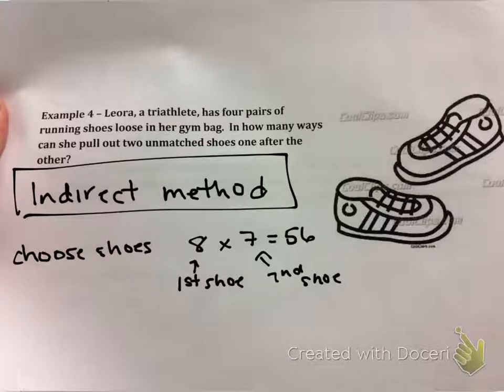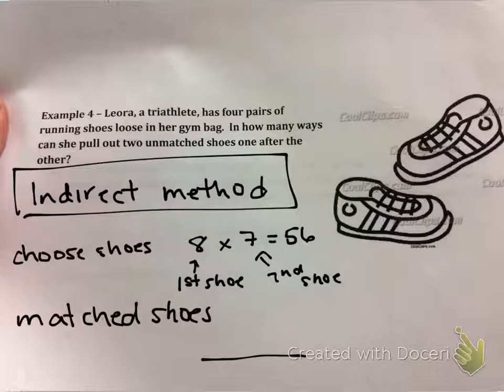Now, how many ways can she pick matched shoes? So again, we start off with picking the first shoe, which is 8. Once she's picked a shoe, though, how many ways can she pick its match? 1. Excellent. Is there anyone that doesn't understand where he came up with that number? There's only 1 matching shoe, right? Once you've picked a shoe out of the bag, there's only going to be 1 in there that she could pick that would be matching. So there are a total of 8 ways she could pick matching shoes.